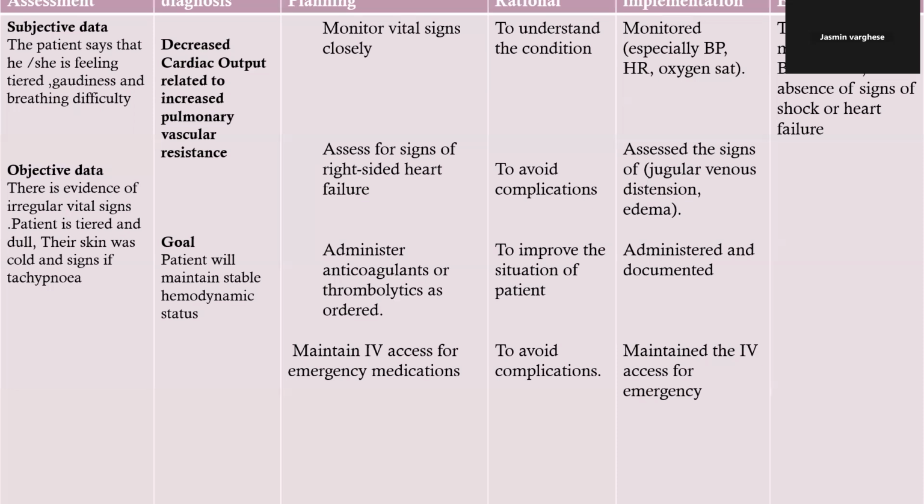And what could be the goal? The patient maintains stable hemodynamics such as BP, heart rate, absence of signs of shock or heart failure. All right. This is second nursing diagnosis, decreased cardiac output related to increased pulmonary vascular resistance.